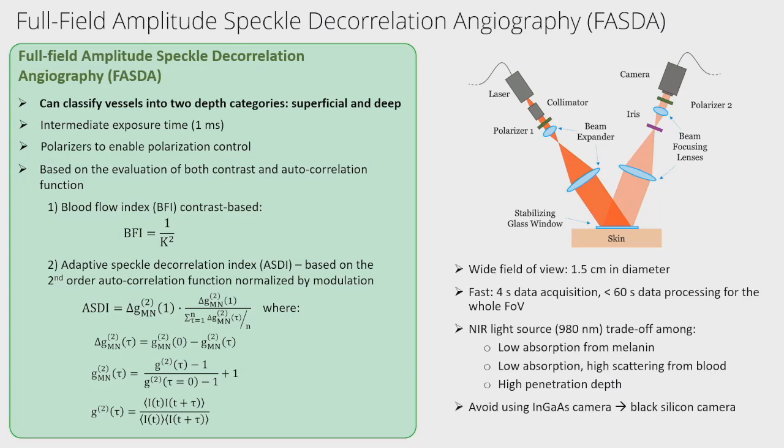The device that we developed is wide field. We are now imaging an area of 1.5 centimeters in diameter, but we can actually expand it. It is very fast. We only require 4 seconds to acquire the data and less than a minute to process it. And it works regardless of skin pigmentation, since we chose to use a near-infrared laser source. At the same time, we avoid increasing the cost of the device by using a black silicon camera, which is a new type of camera with respect to indium gallium arsenide, which is what you usually need to image in the infrared or near infrared.